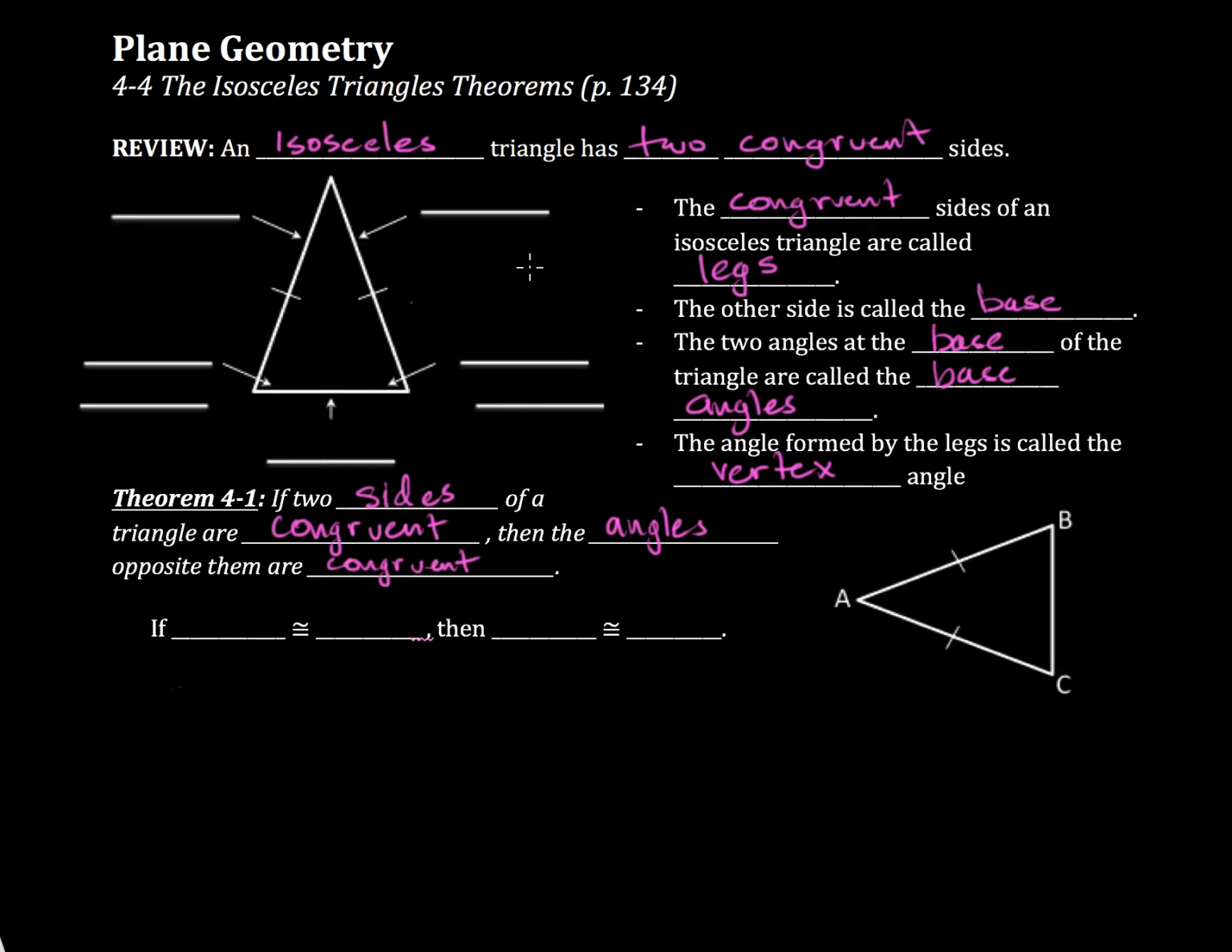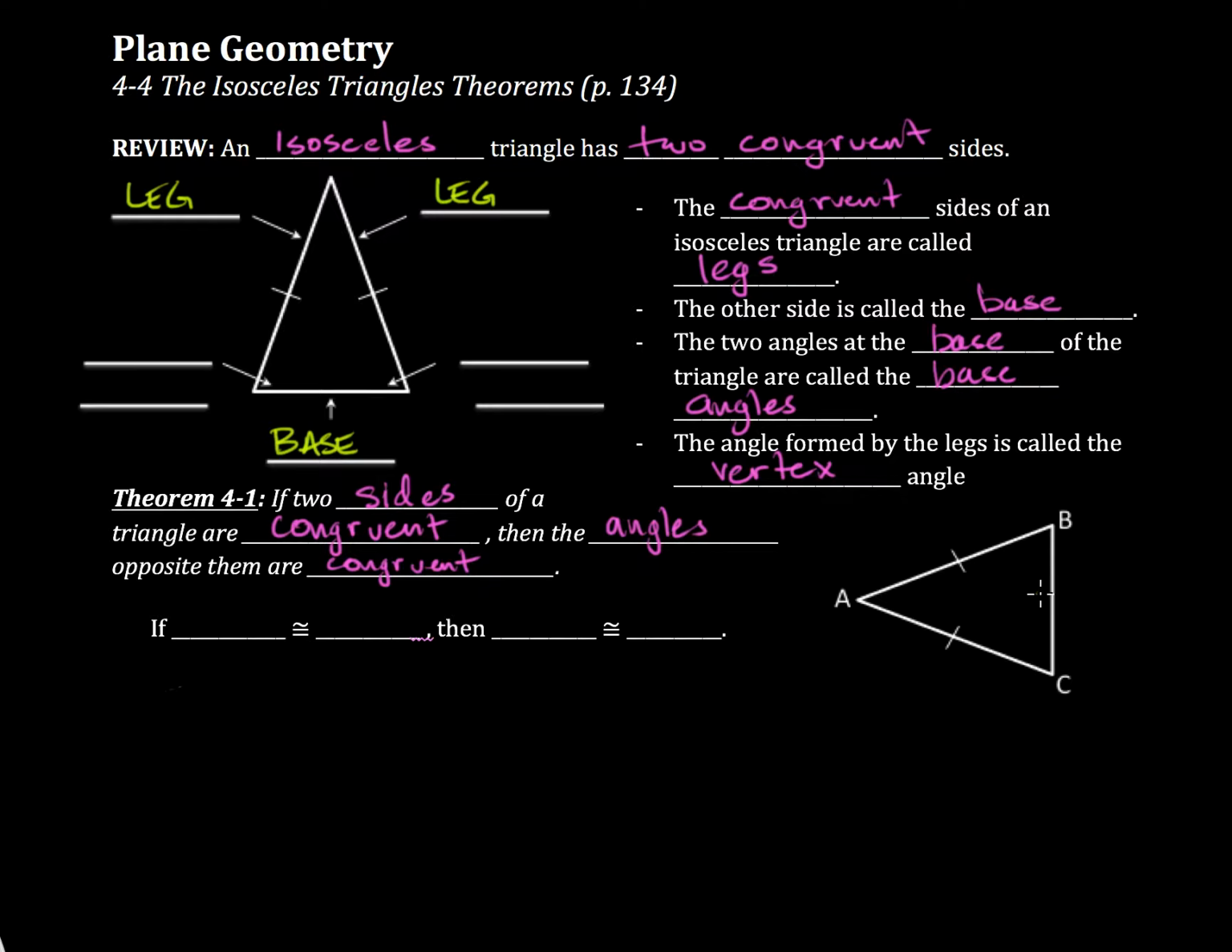For instance, the sides that are congruent are called the legs. So in this particular triangle right here, this side would be considered a leg, and this side over here is a leg. The other side is called the base. So this side down here is called the base of this isosceles triangle. Now, I want you to realize that the base will not always be at the bottom of the triangle.